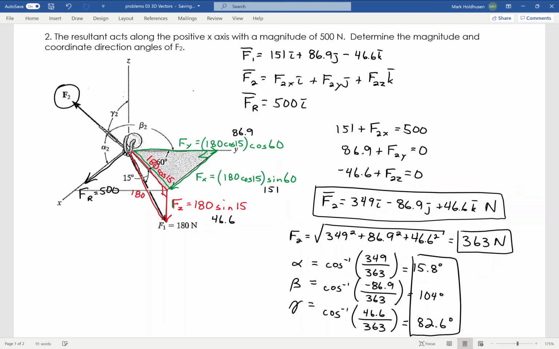So again, either way is okay. It depends on what the problem's asking for. I'm a bigger fan of the Cartesian coordinates. I think I could draw that vector more easily than given the resultant force in those coordinate direction angles.